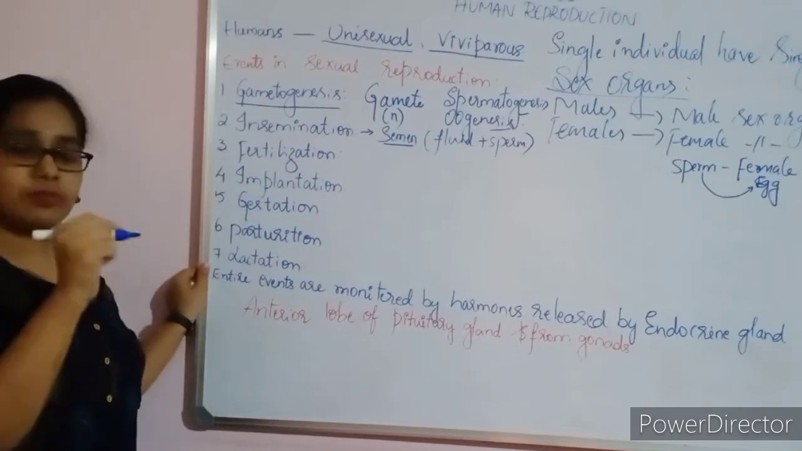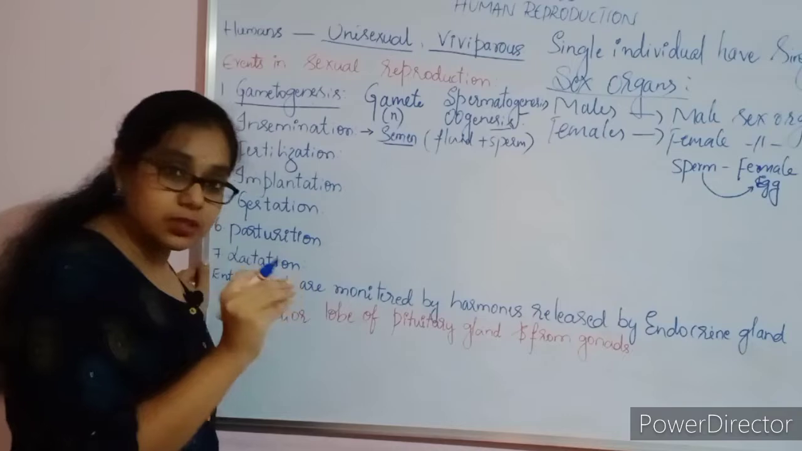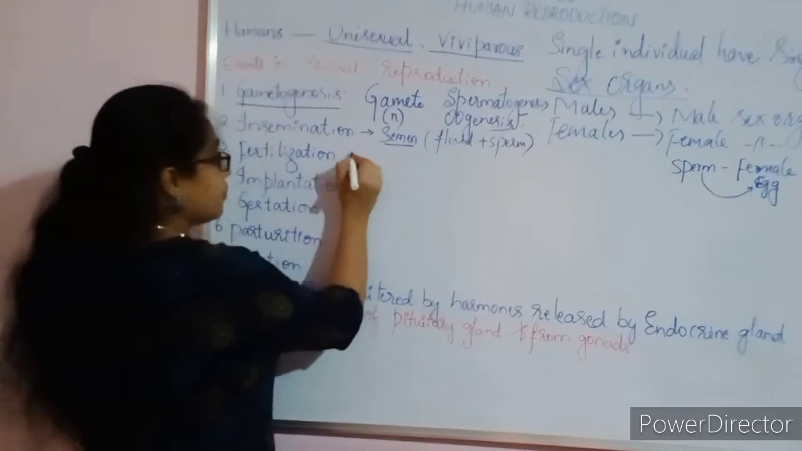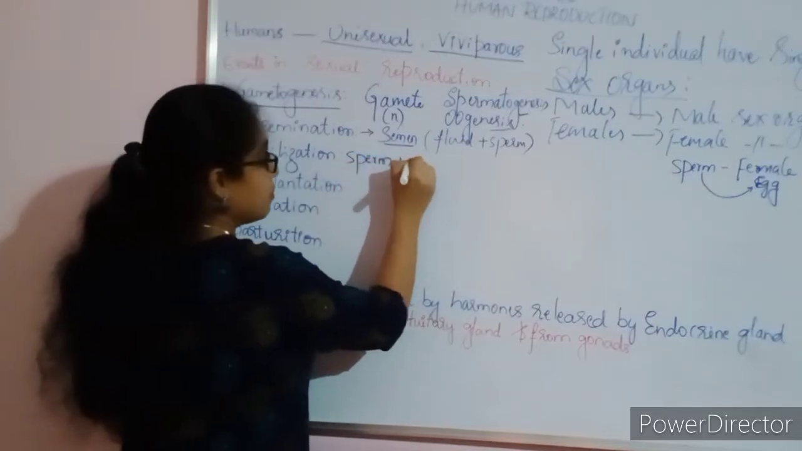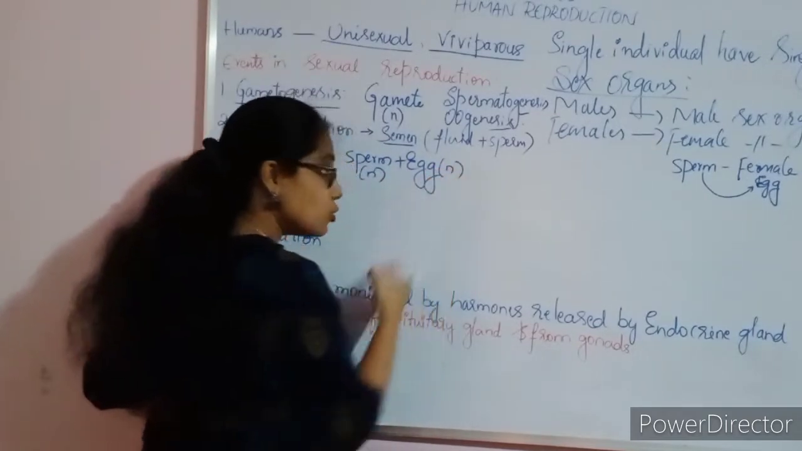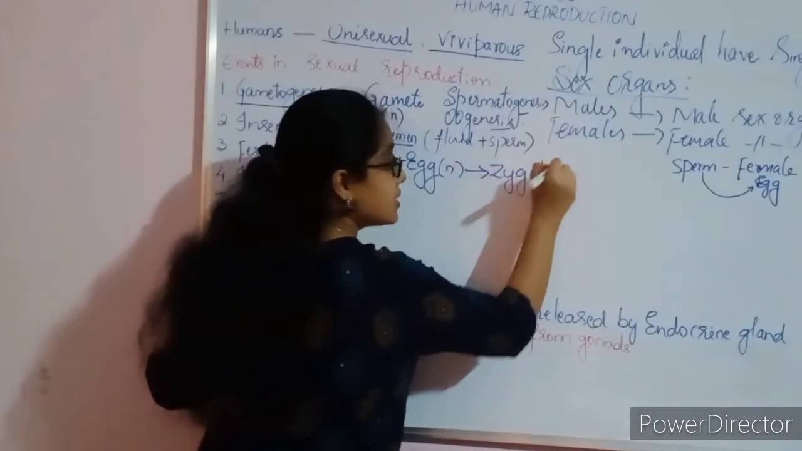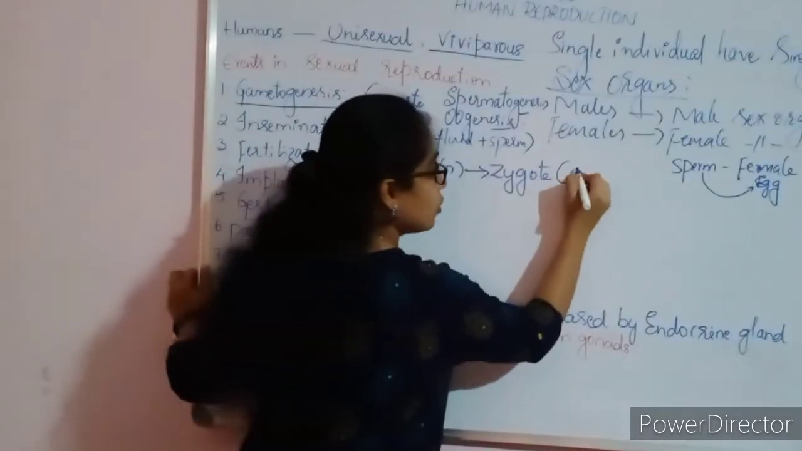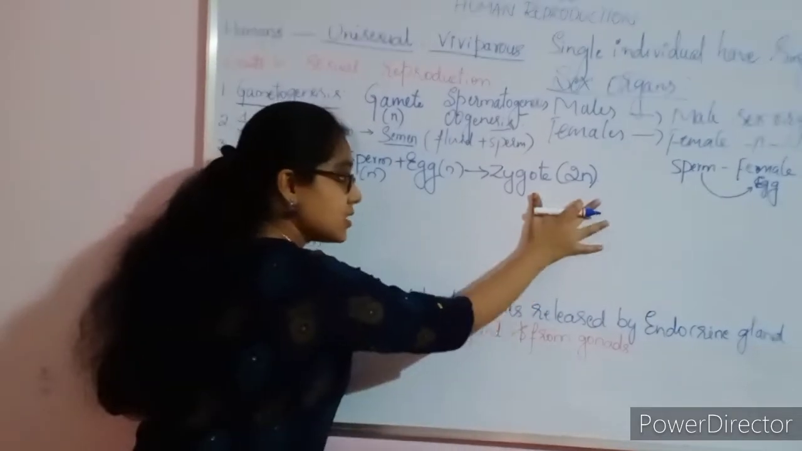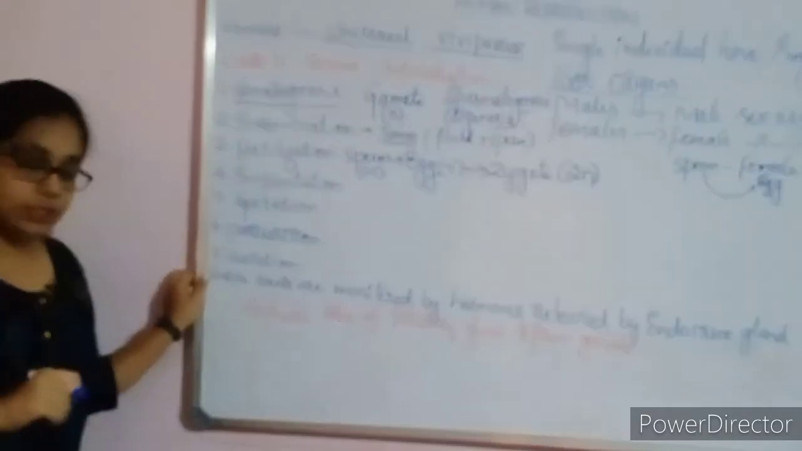If you just write the process of fusion of sperm with the egg cell, that itself is not the definition of fertilization. After fusion of sperm and egg cell, what is going to happen? Sperm is haploid and egg is also haploid. When these two fuse, it is going to give rise to a zygote. This zygote is diploid in nature. So this complete process is called fertilization. Zygote formation is important. Clear?